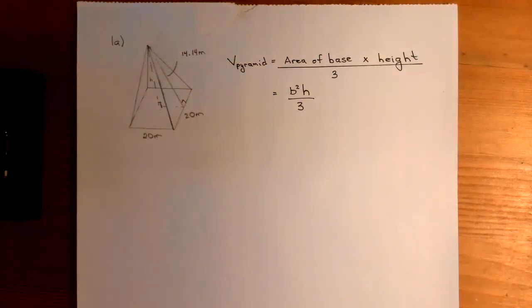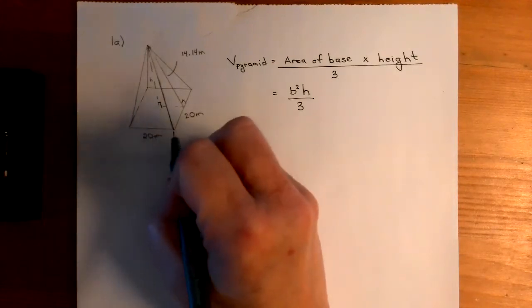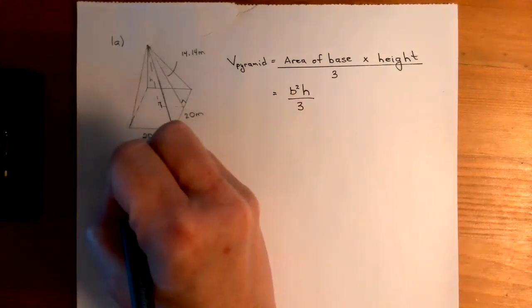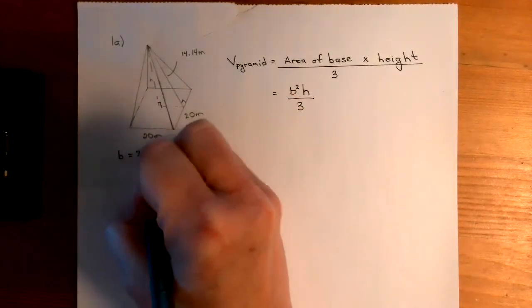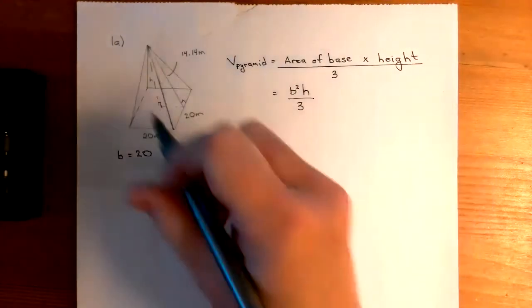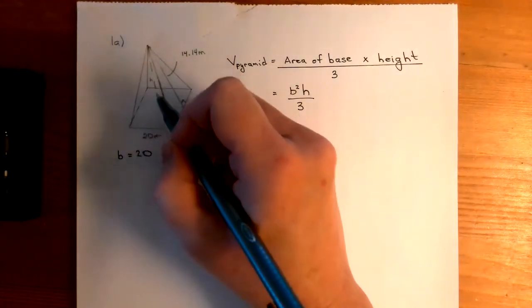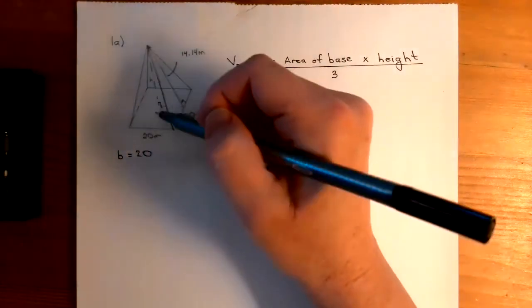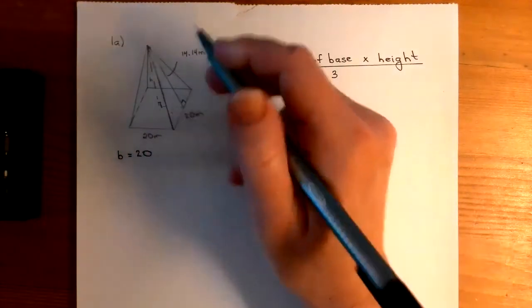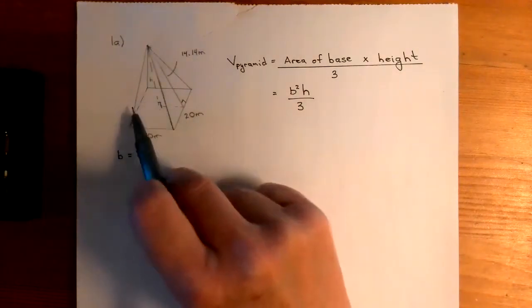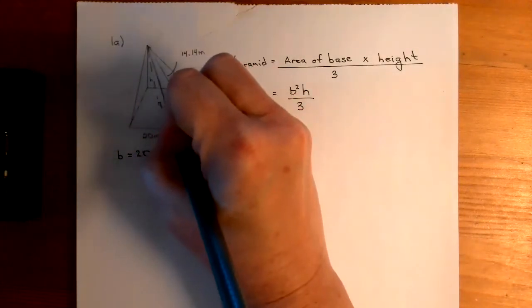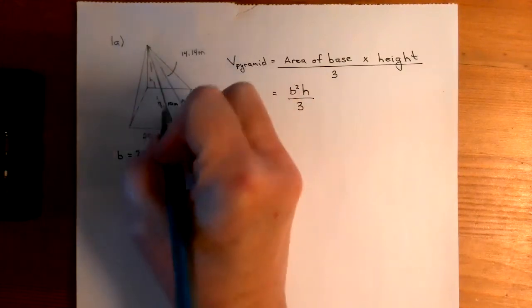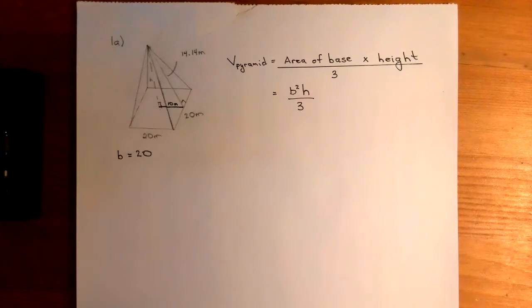If we take a look at our shape, we know what b is, because b is just the side length of the square. So in this case, b is equal to 20. But we don't know what h is. We know that this line right here represents h, but we don't actually know its value. Well, because it's a square-based pyramid, we know that the height is going to fall exactly halfway between the side lengths. So we know that this side length here is going to be 10 meters.